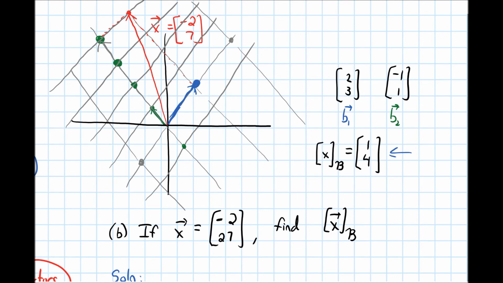Okay, so let's do another part to this example. What if this time I'm given my vector x, and it's [-2, 27], and I want to find the coordinate vector associated with it?